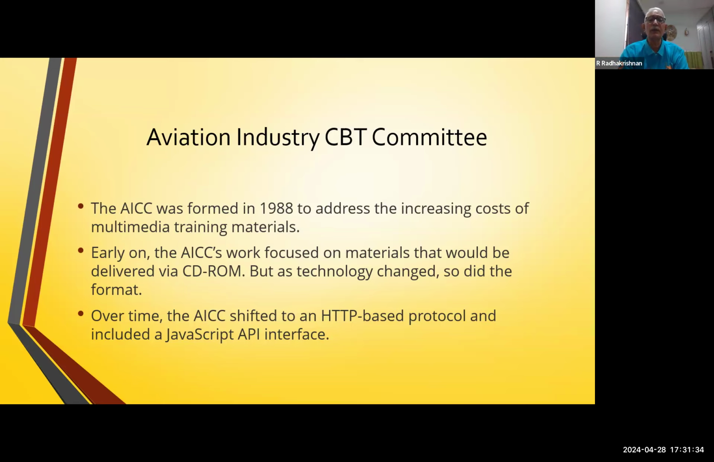And you have to define what is the file name. You have to define what is the data file, what is the image file. All these things you need to interlink, and then you have to drive it. So these standards of developing the contents and making them available through the learning management system were first developed by the Aviation Industry CBT Committee.